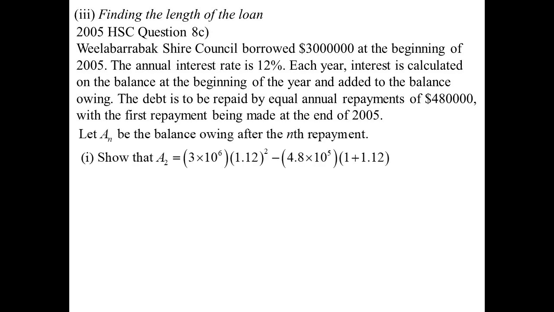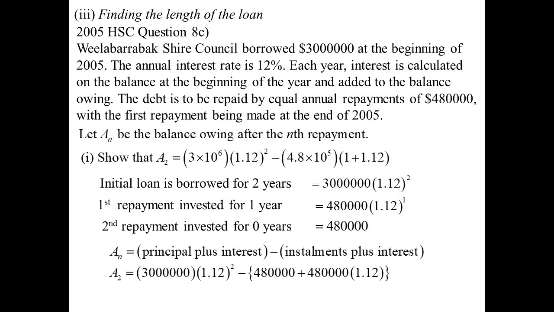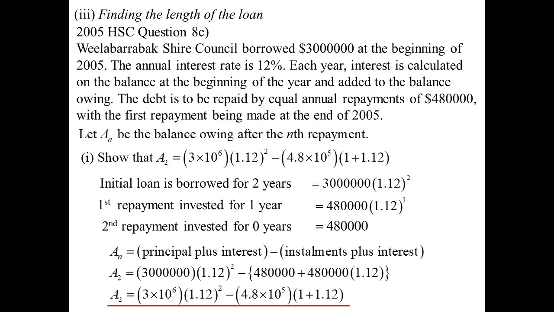Let amount N be the balance after the nth repayment. Show that. So they've given you what the answer should be. Well, let's do it. The initial loan is only for 2 years now. So principal plus interest. The first repayment will only be in there for 1 year, and then the second repayment will be in there for 0 years. So it's just these two: principal plus interest minus instalments plus interest. It's not quite what they want, but if I use scientific notation, 480,000 is 4.8 times 10 to the 5, and factorise that bit, and yep, we've got what they wanted.